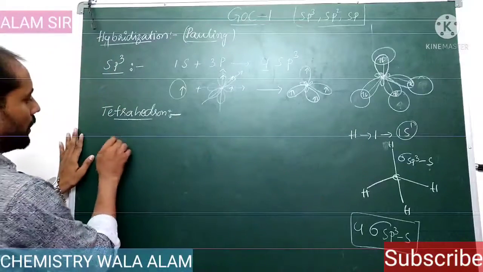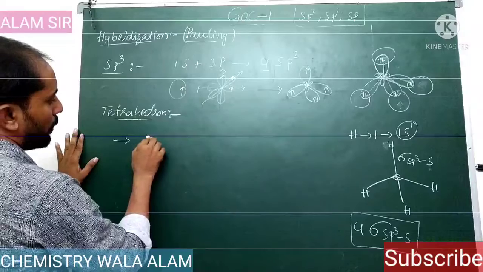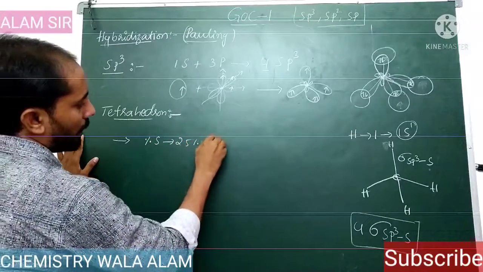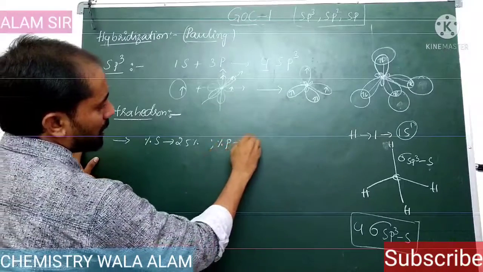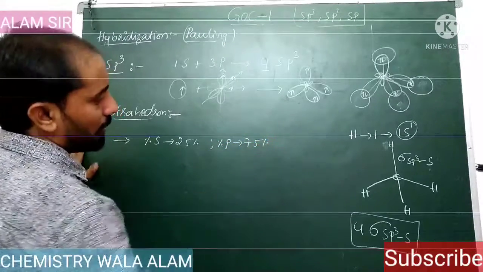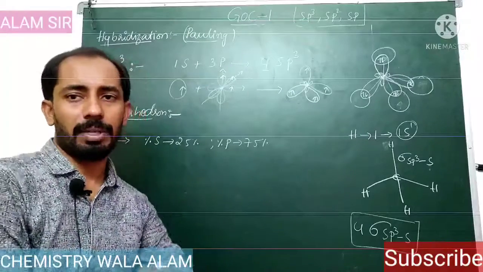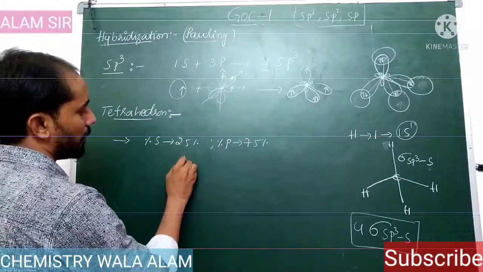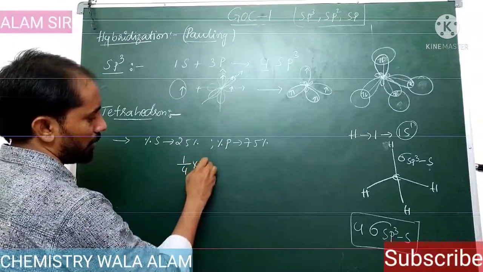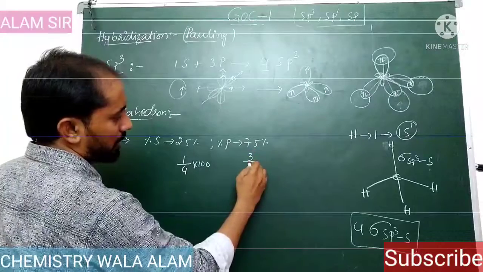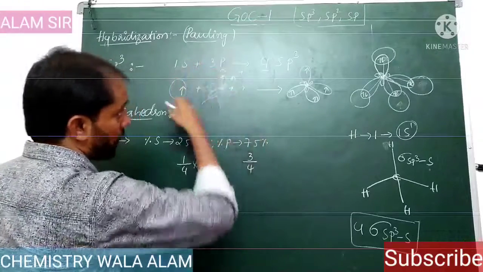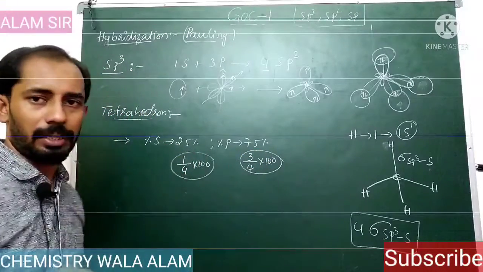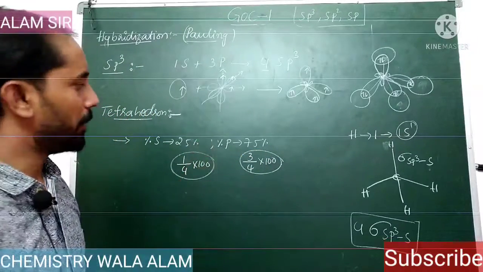Now some important information. Here the percentage of s character is 25%, and the p percentage equals 75%. How can we calculate this percentage? Number of orbitals divided by total number of orbitals, times 100. s orbitals: 1, total 4, times 100. Total p orbitals are 3, total number of orbitals are 4, times 100. Then we get the s and p percentages.